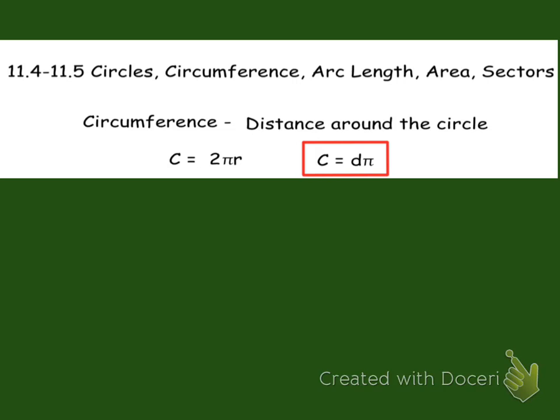It's not to be confused, which some of you may have done on the last quiz, with the area of a circle. So the area of a circle is equal to pi r squared, which we are going to use here in a little bit. Okay, so we need to keep these two straight. So circumference is pi d or 2 pi r, either way, and then your area is pi r squared.